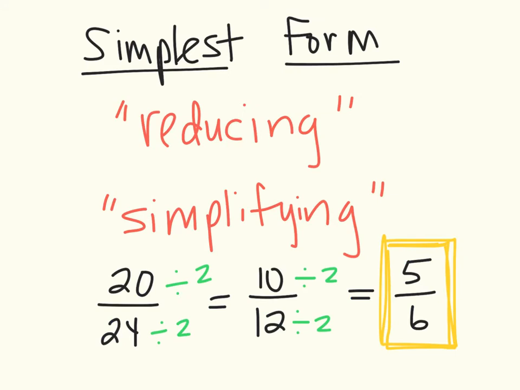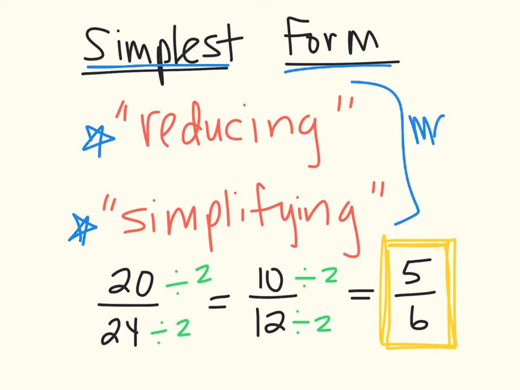So let's go ahead and move into the idea of simplest form. And some of the ratios that we found on the previous slide were actually in simplest form. Some key words that you'll see in addition to simplest form are reducing or simplifying. So reducing and simplifying really means that we're making things smaller.